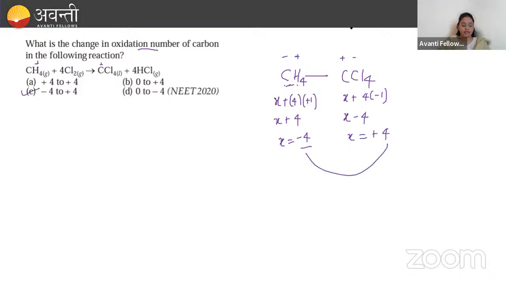Any doubt in this? Simplest problem. See, such types of simple problems can be asked. Okay, should I go further? Should I solve the next question? Okay, so next question.